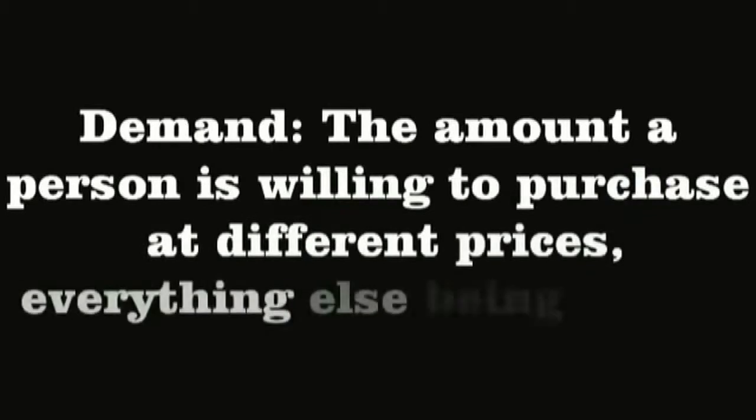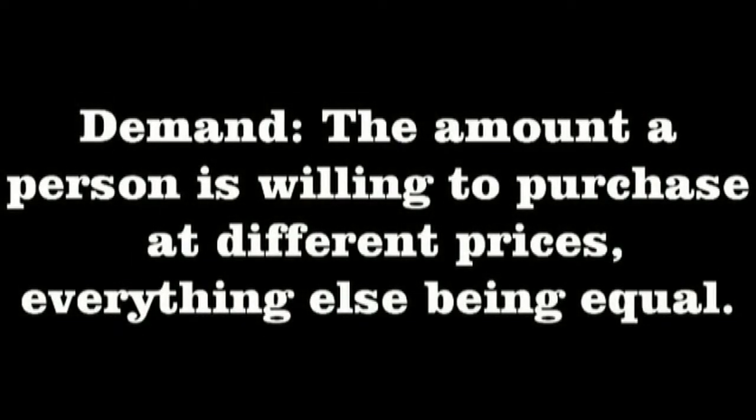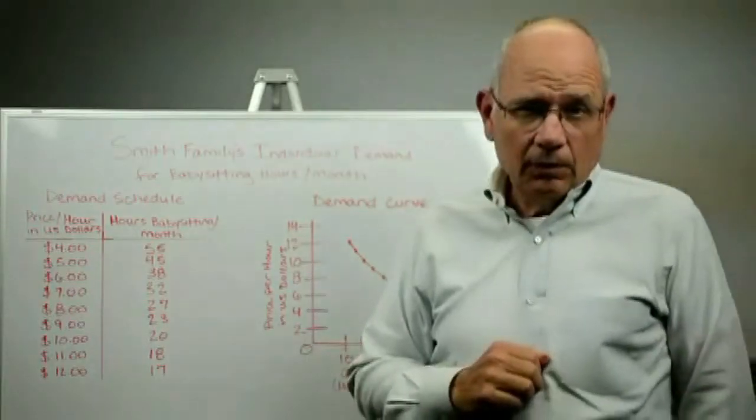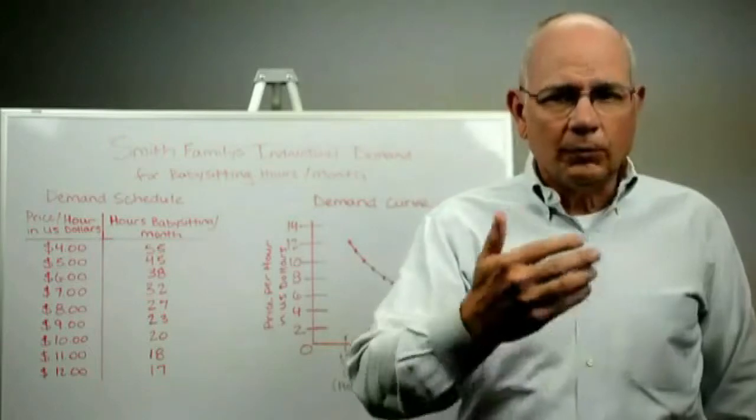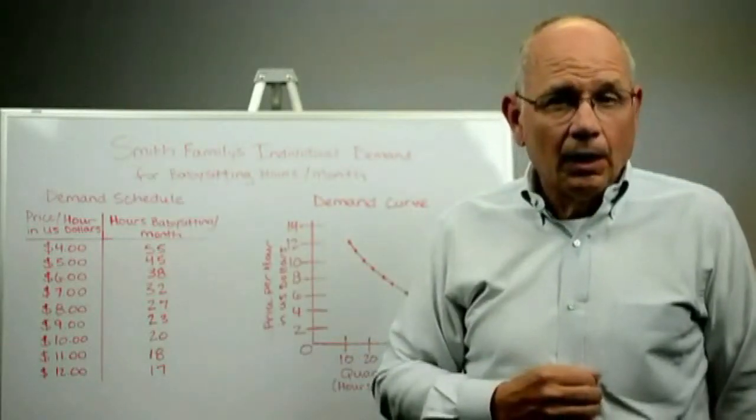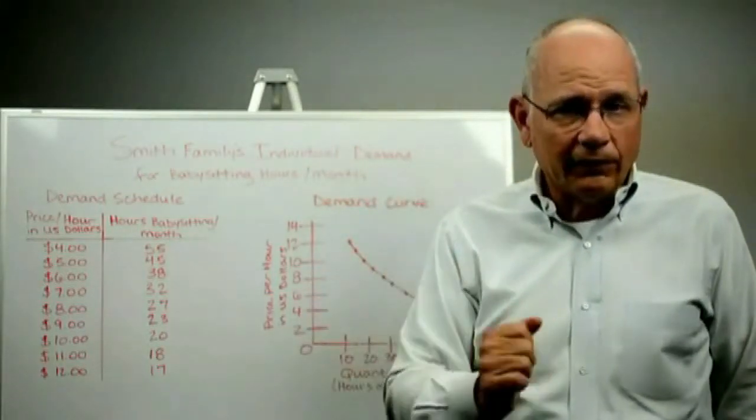The demand for a product is the amount a person is willing to purchase at different prices, everything else being equal. As the price of something decreases, we see that more and more is purchased. That's why we have sales when we go to the mall. When the price of something increases, people tend to purchase less and less.